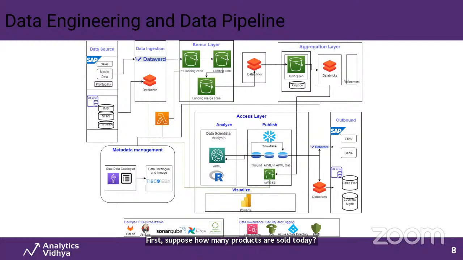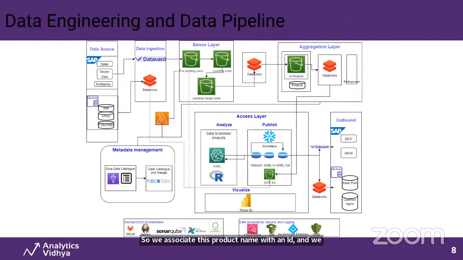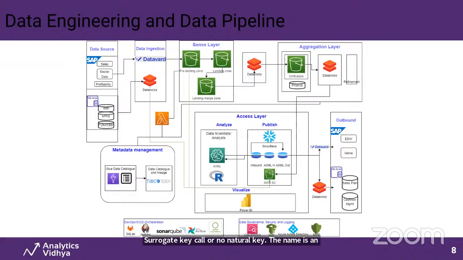And what is that product? So this product will be stored in a master data, or in a dimension table with some ID being generated. So we associate this product name with an ID, and we refer to that ID as a surrogate key, or natural key. The name is a natural key, and this ID is a surrogate key, of different data warehousing concepts.